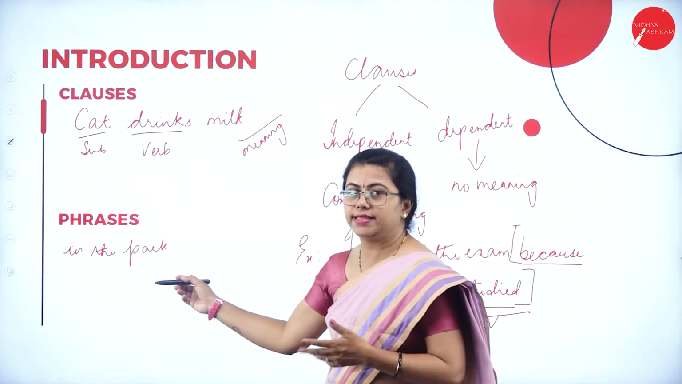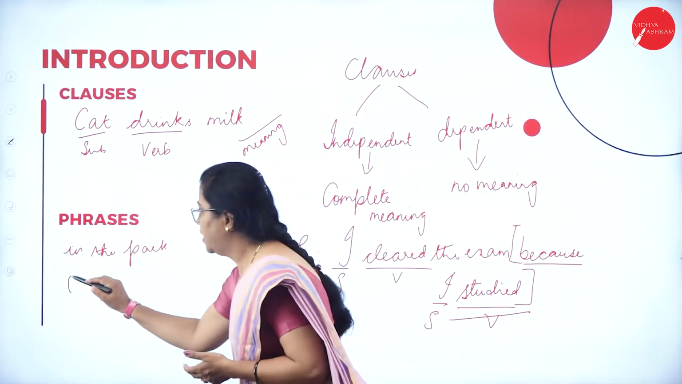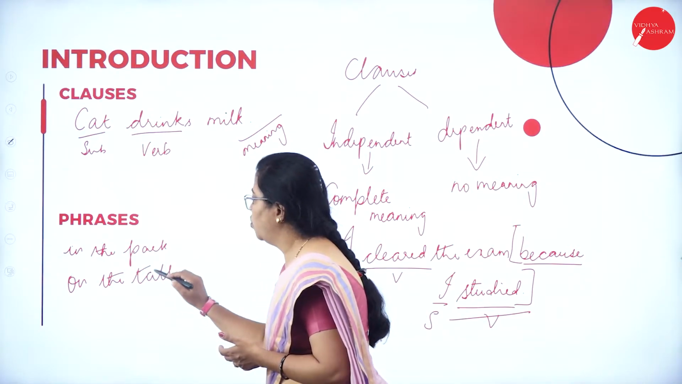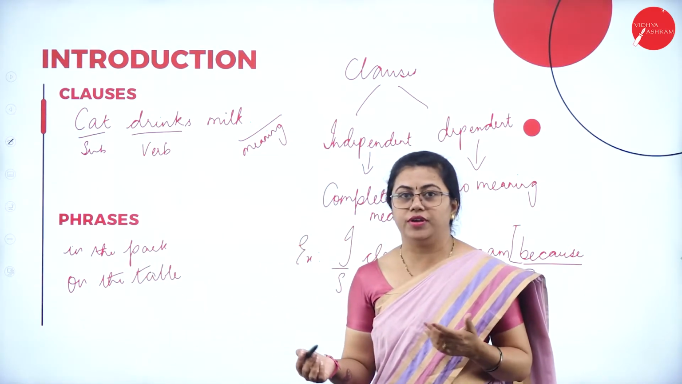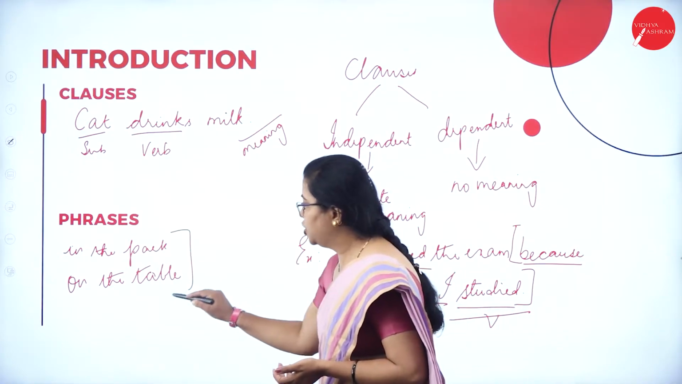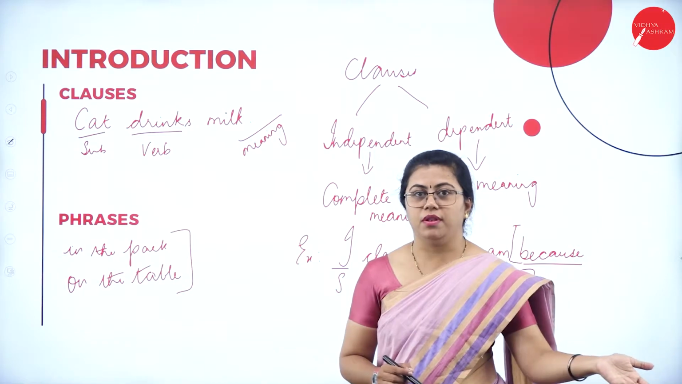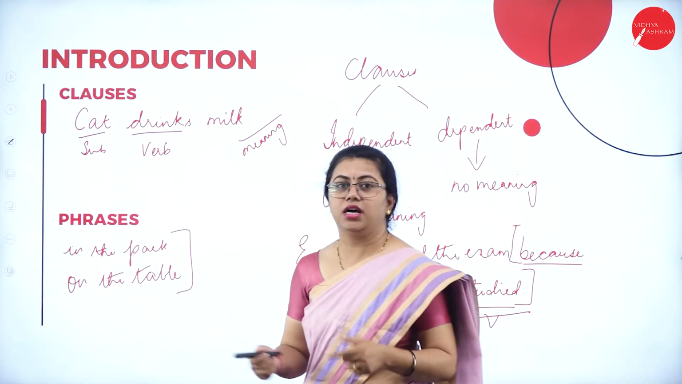So this is an example of a phrase. In the park, on the table. All these are words that enhance the meaning of a sentence, but independently, they don't have any meaning. I was dancing on the table. So, on the table is a phrase.